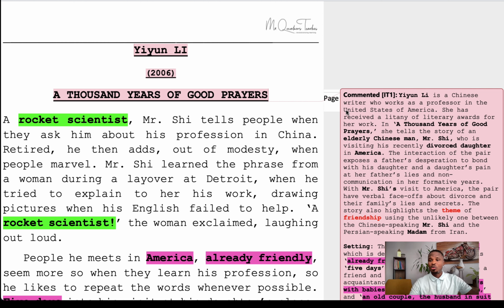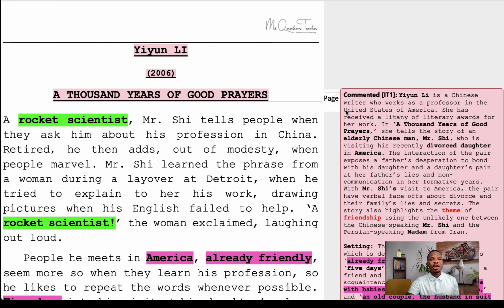So now we see that Mr. Chi, like I mentioned, is visiting America. The pair, that's Mr. Chi and his daughter, who is never named in the short story, have multiple verbal face-offs about divorce, about their family's lies and secrets. The story also highlights the theme of friendship, using the unlikely one between the Chinese-speaking Mr. Chi and the Persian-speaking Madame from Iran. So that essentially is a synopsis of the short story.